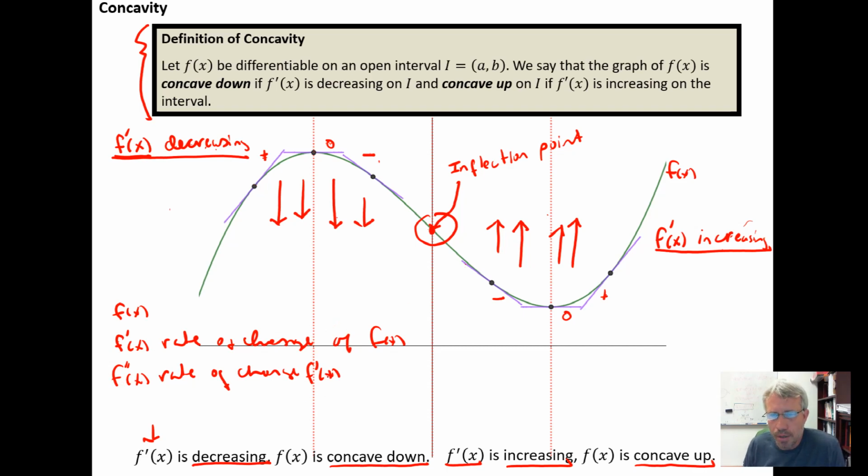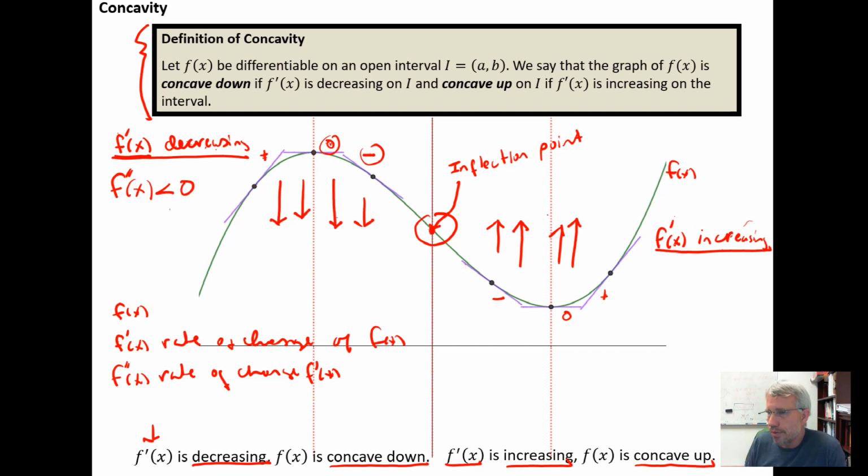So now we can think about this a little bit more. If the derivative is decreasing, that means the rate of change of the derivative has to be negative. So f double prime is the rate of change of the derivative. So if the derivative is decreasing, going from positive to 0 to negative, then the second derivative will need to be negative or less than 0.